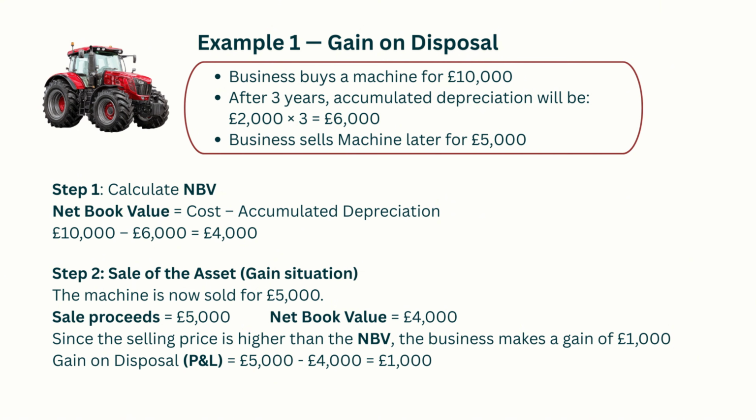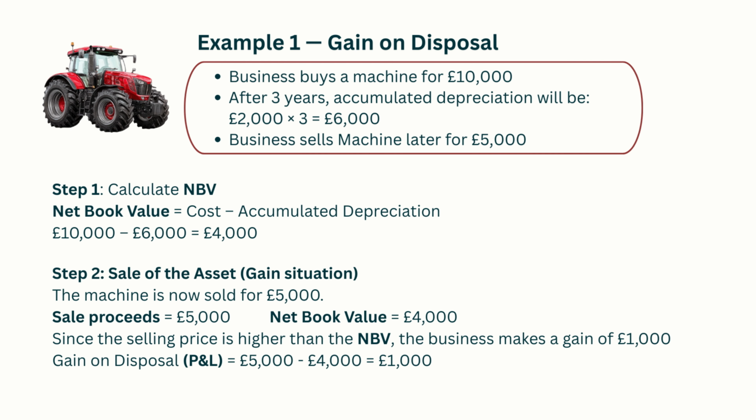Step 2. Compare sale proceeds with net book value. The machine is sold for £5,000, so sale proceeds is £5,000, net book value is £4,000. Because the selling price is higher than the net book value, we make a gain. Gain is £5,000 minus £4,000 equals £1,000. Gain on disposal happens when sale proceeds are greater than net book value.